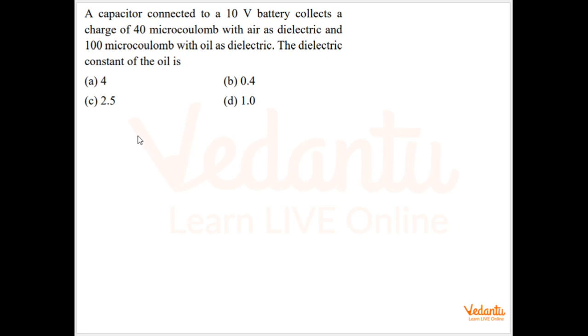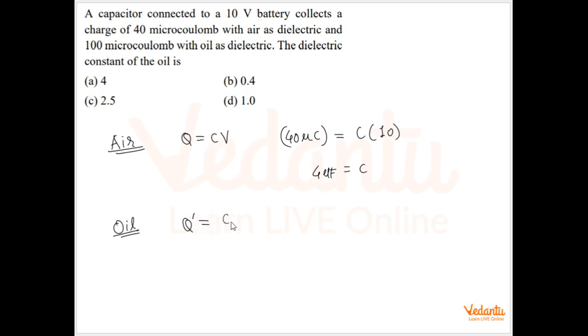So initially, beta, when air is there, I will write down Q is equal to CV, which gives me 40 microcoulomb is equal to C into 10 volts, which gives me initially C as 4 microfarads. Now beta, when oil is introduced, I will write down Q dash is equal to C dash into V. Substitute the values. 100 microcoulomb is equal to C dash into 10, which gives me the new capacitance as 10 microfarads.